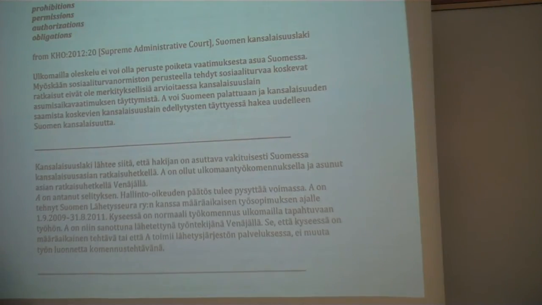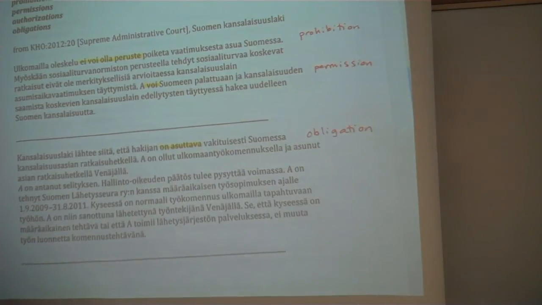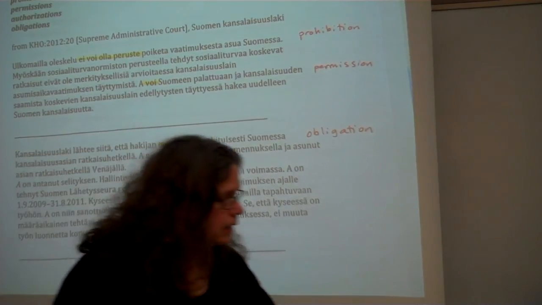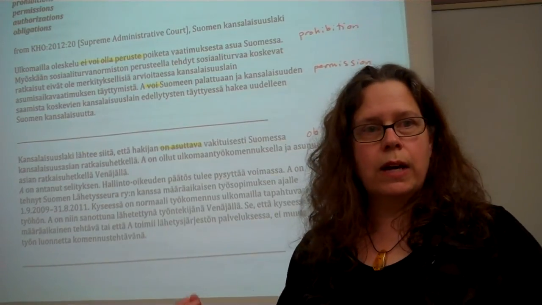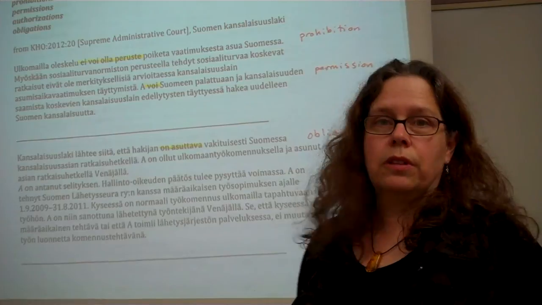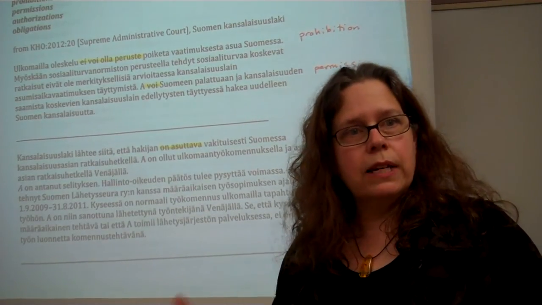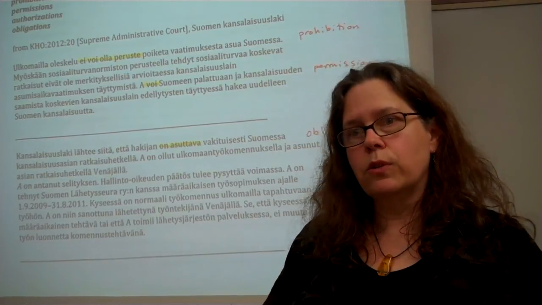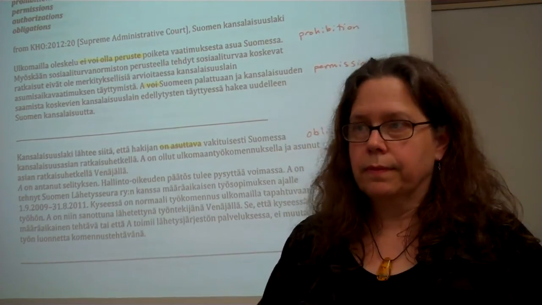And here are just samples of what could have been found in here. One thing that's very interesting in Finnish is that you have this passive infinitive, asuttava, which means must reside. And we don't have that construction in English, so you have to use a verb of obligation. All right?